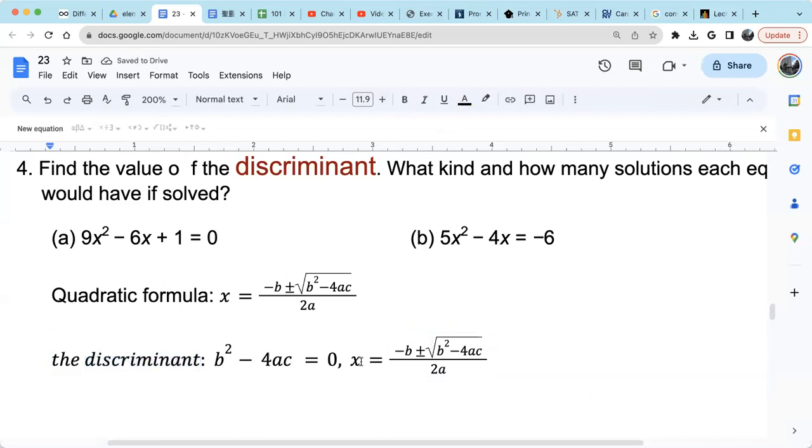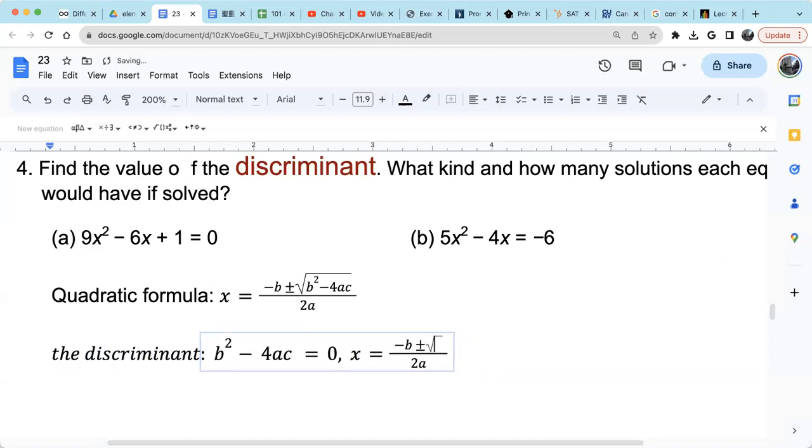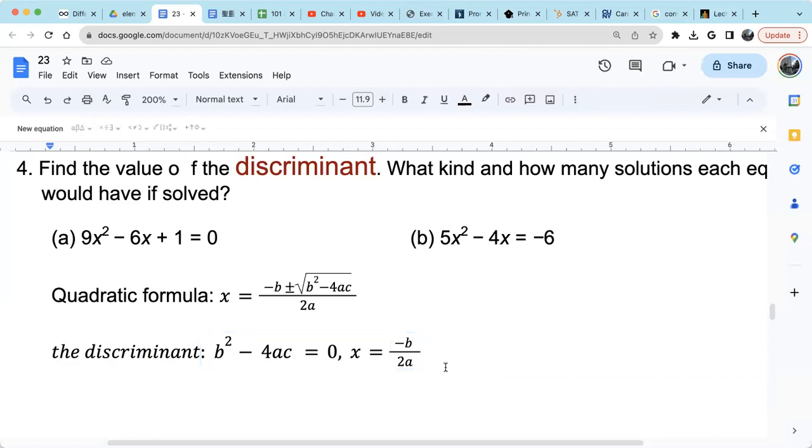If the discriminant is 0, what happens? The square root of 0 will be 0. So this is gone, becomes 0. So we get x equals negative b over 2a. Only one solution.